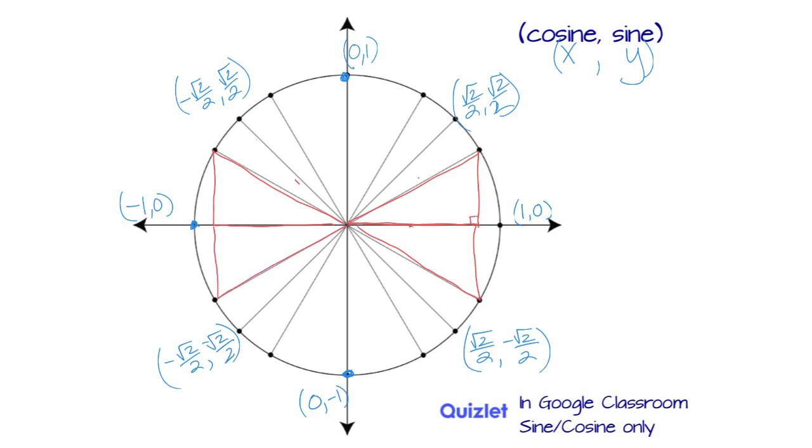Because in all four of these triangles, your cosine, how far you're going horizontally, is always the long leg. Whether you're going left or right, this is the long leg. And the sine value, the y, is always the short leg. So in all four of these triangles, the cosine is the long leg, root 3 over 2.